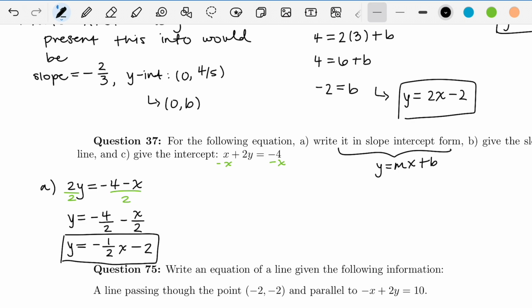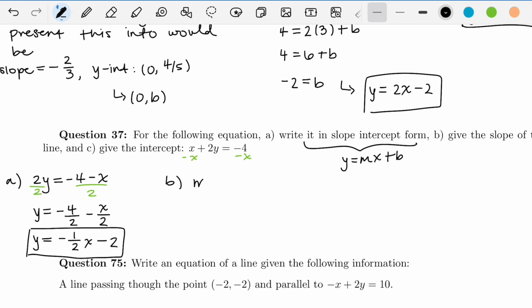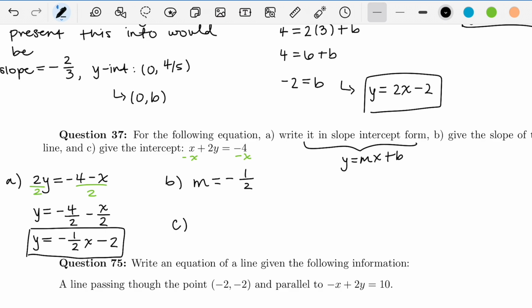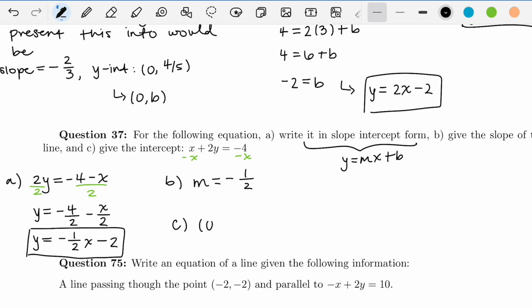So that is that equation in slope-intercept form. Now for b here, we just want to identify the slope. We know the slope is going to be m, which is minus 1/2 in this case. And then for c here, we want to identify the intercept. Now, the intercept is going to be b here, but as an ordered pair, we're going to write it as 0, minus 2.